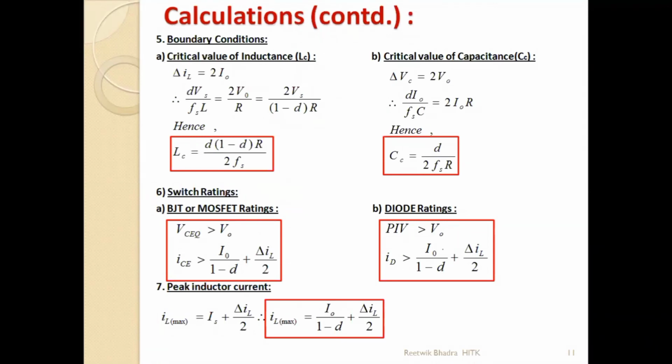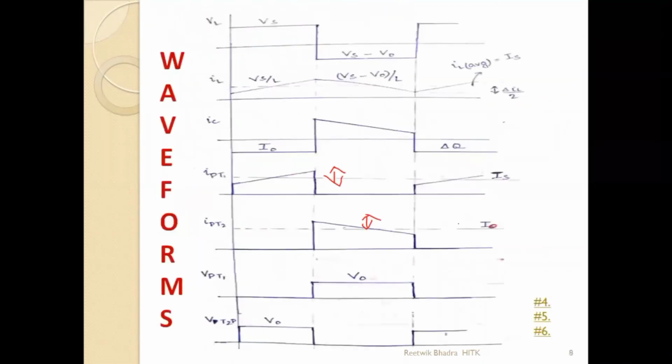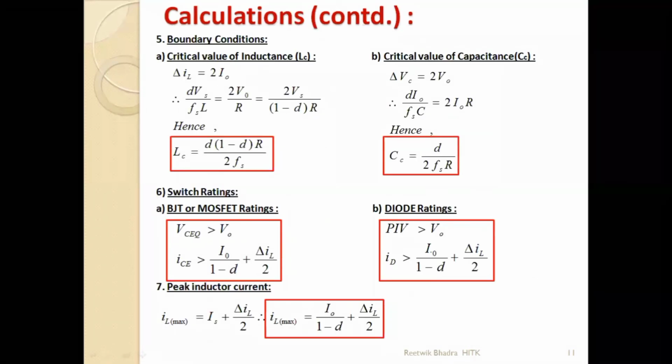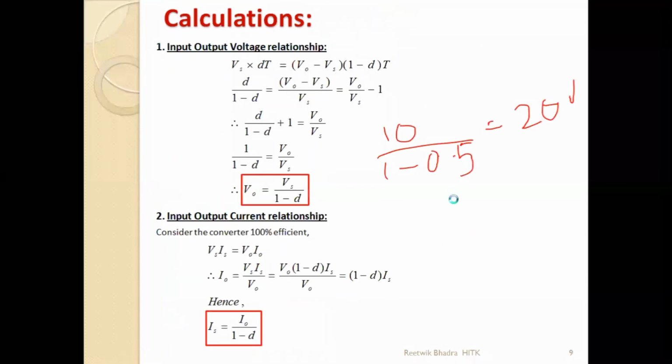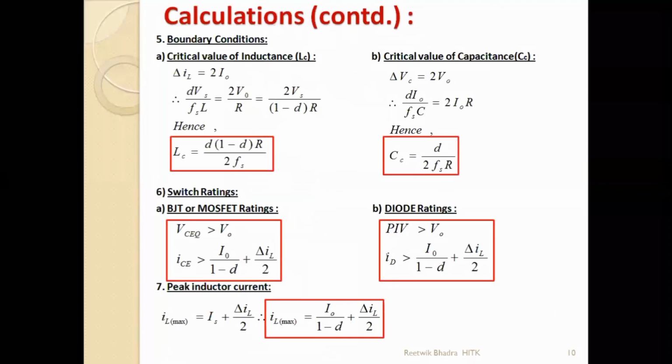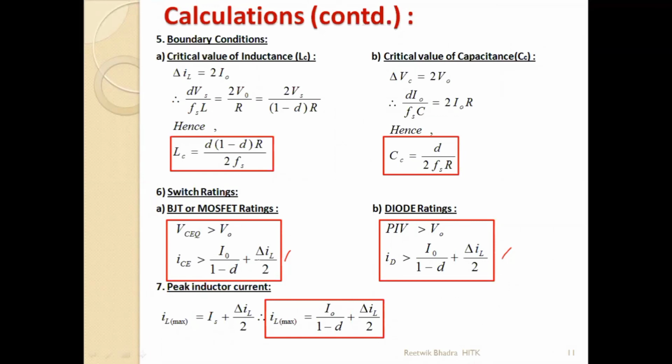I have taken this in terms of IS only. I'll check once more if this equation is written like this, and tell you next day. I think this average current is IS only. So this is IS plus del IL by 2. So IS is I0 by 1 minus D, plus del IL by 2. Because both MOSFET and diodes have the same current and voltage ratings. And the voltage, you have seen, is V0.